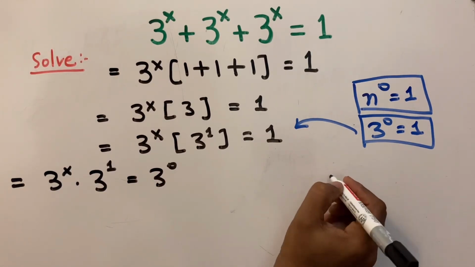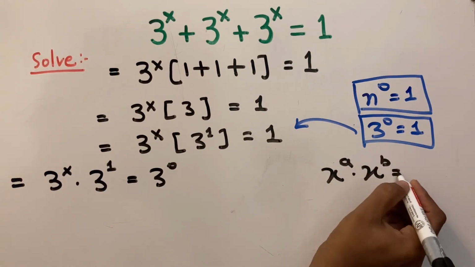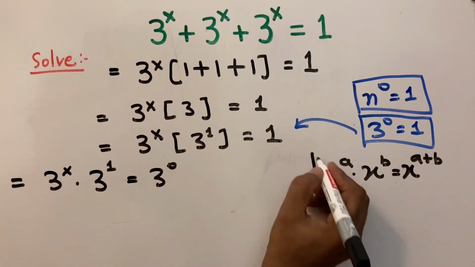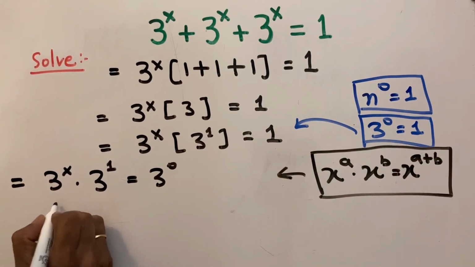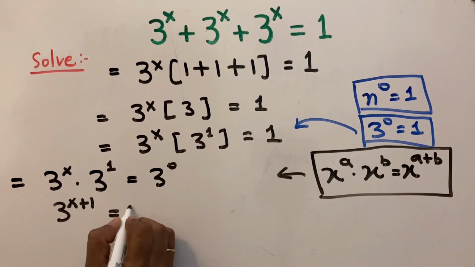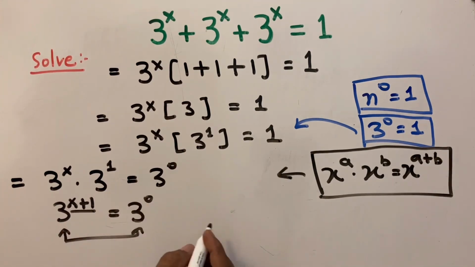As you know, x to the power a multiply x to the power b equals x to the power a plus b. Use it here. So this simplifies to 3 to the power x plus 1 equals 3 to the power 0. As you can see, both sides have the same base 3, therefore their powers can be equated.